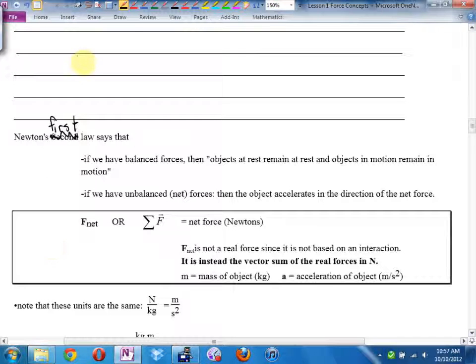As an equation, as a summary, we often write this. The net force equals ma. This symbol here is the sum of all of the forces. So if you add up all the forces, Jason, vectorially, which means direction is going to play a role, that equals ma.